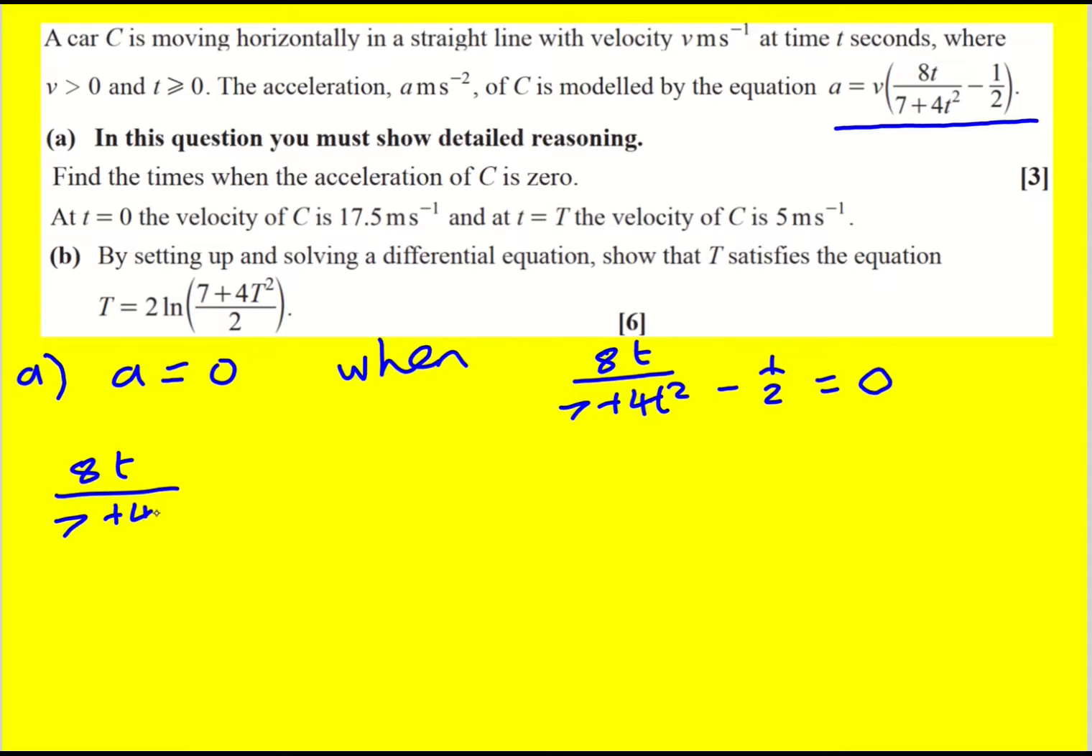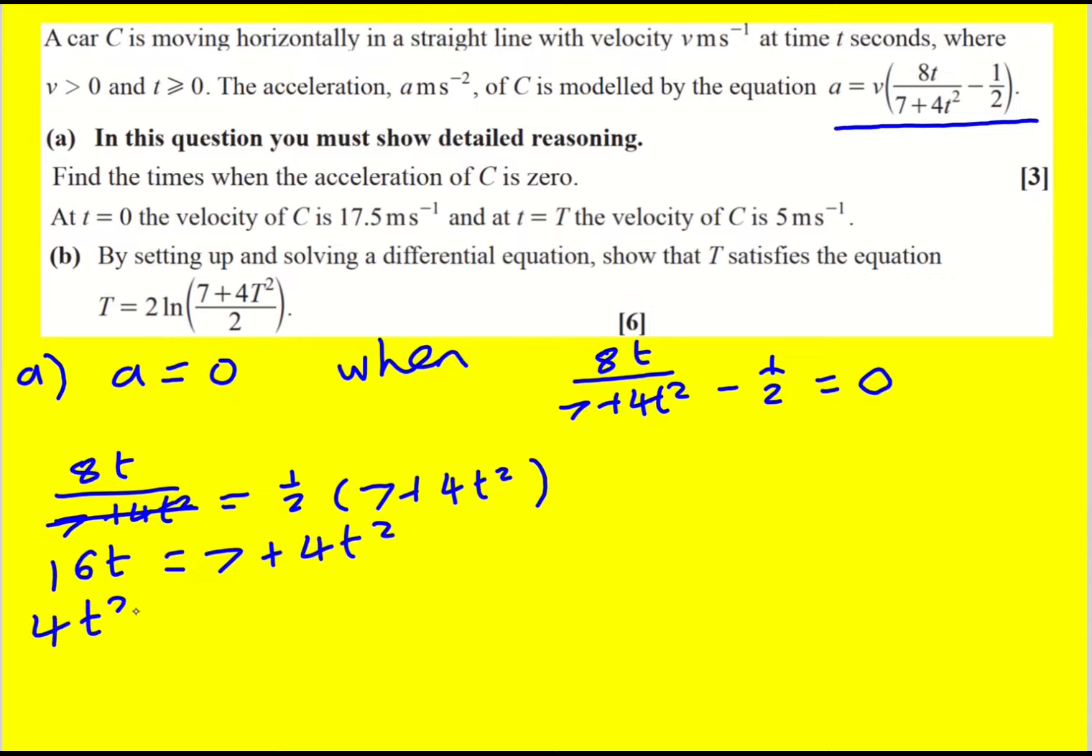So that means this thing here is going to equal a half, and then I can times through by 7 plus 4t squared. I'm also going to times through by 2. I could expand the bracket, but it's much better to times through by 2. 16t is then 7 plus 4t squared. Okay, we've got ourselves a quadratic. 4t squared minus 16t plus 7 is going to equal 0.